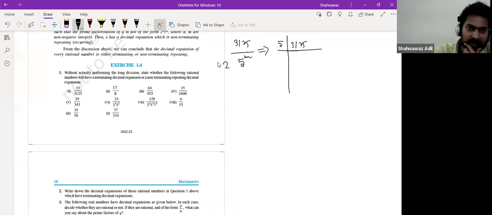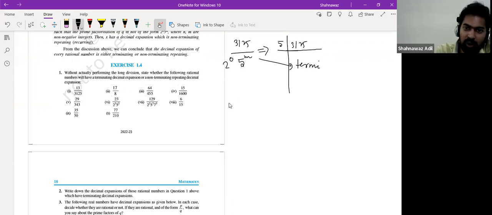Yes, you are right. So 3125 is 2 to the power m times 5 to the power n, and the powers n and m are non-negative, so this could be 0, right? So this is a terminating one. They are asking about which has a terminating decimal expansion or a non-terminating repeating one. So this is terminating, right?